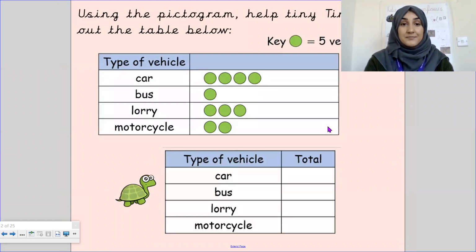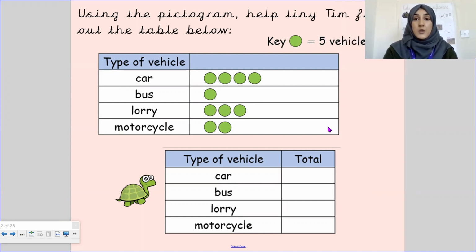So let's begin. Okay, using the pictogram, help Tiny Tim fill out the table below. So at the top, I've read that one green circle equals 5 vehicles. Now it says car, and then we've got some circles here, pictogram. We've got one circle, so I know that's 5. And then it says fill out the totals underneath. So using my key, now, let's get my pen ready. My pen wasn't ready, apologies.